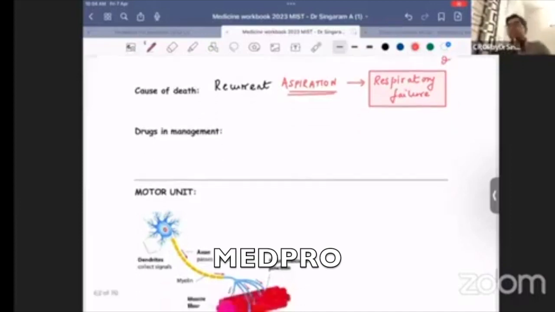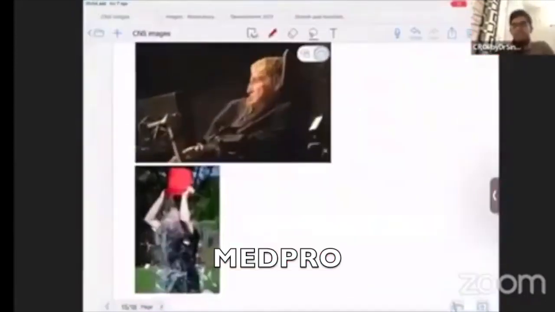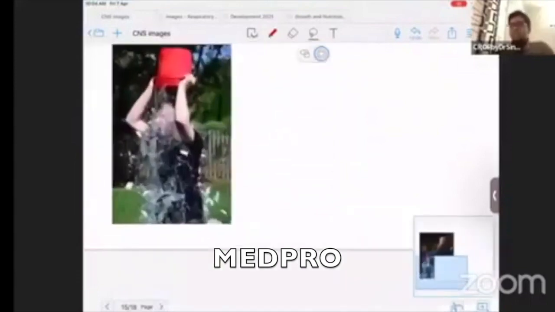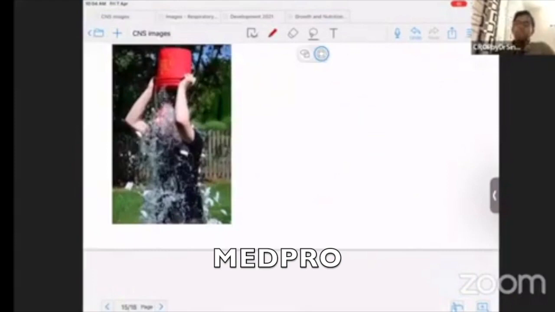So a lot of research went into how to bring about improvement in the life of a patient with amyotrophic lateral sclerosis. That is why this ice bucket challenge was started. If you're not able to take up the challenge, you should contribute to the ALS Foundation, which was a research foundation to fund research for treatment in case of ALS. That is the importance of this ice bucket challenge.